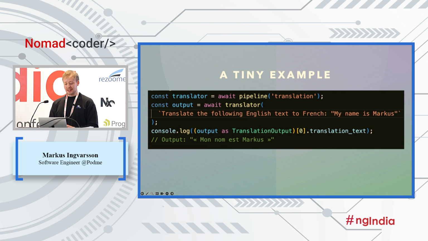Here we are witnessing our first tiny Transformers.js example. Let's zoom in on the first argument we pass to the pipeline function. This is the task, and it tells the library what we want the model to do, essentially. For example, passing translation gives us a translator. We give the translator the text, my name is Markus, and it returns the French version, mon nom est Markus. Yeah, close enough. Hope nobody speaks French here.